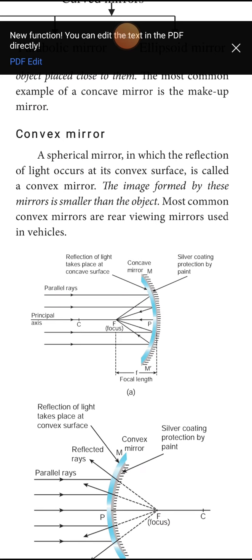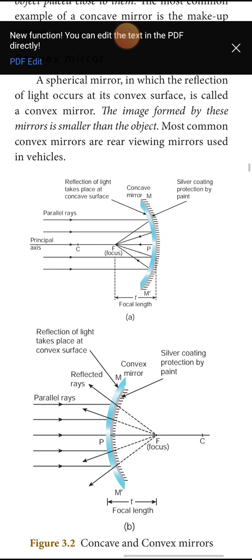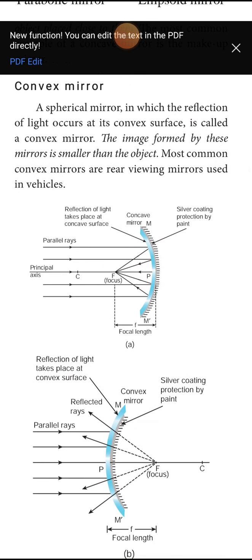The most common use of convex mirrors is as rear viewing mirrors in vehicles. Rear viewing is nothing but side viewing mirrors. In two-wheelers or in cars, the side viewing mirrors are there, through which we are able to see the vehicle coming from behind. That mirror is made of a convex mirror. Even a very big lorry coming from the back side is shown as a small image. So in the convex mirror, the images will always appear smaller.